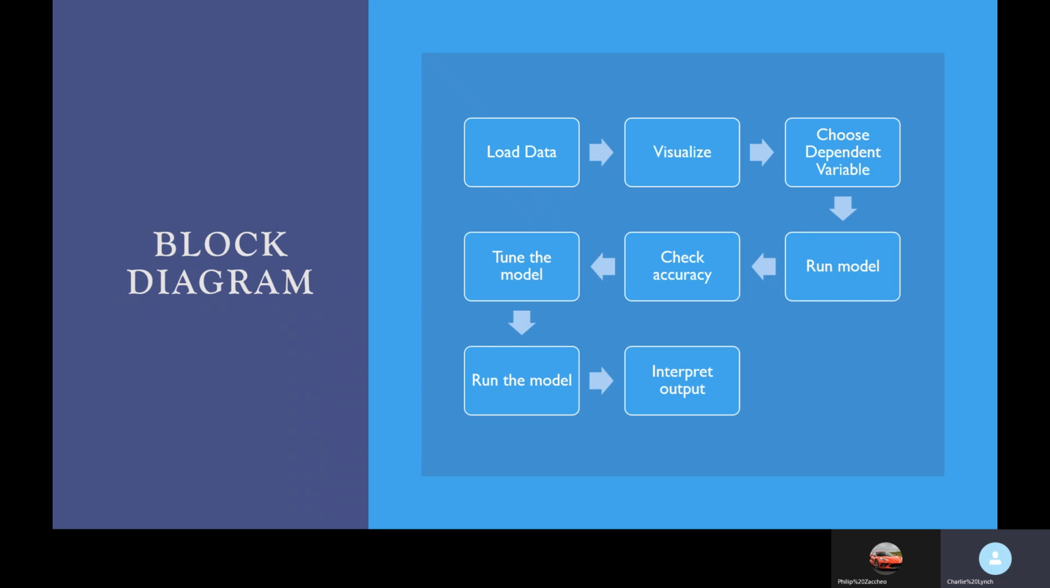Okay, and now for the last slide, number 7, I'll quickly go over this block diagram we developed for the different phases of examining the data. First you'll load the data, and this will give you a good visualization for the next phase. Next you're going to choose a dependent variable, and then you can run your model, check for accuracy, tune the model, and run the model again. The last and most critical step is to effectively analyze and accurately interpret the final output.